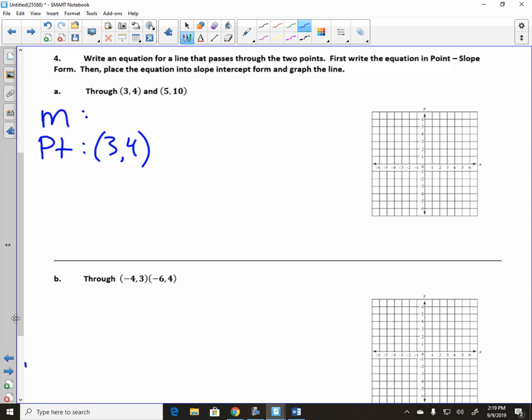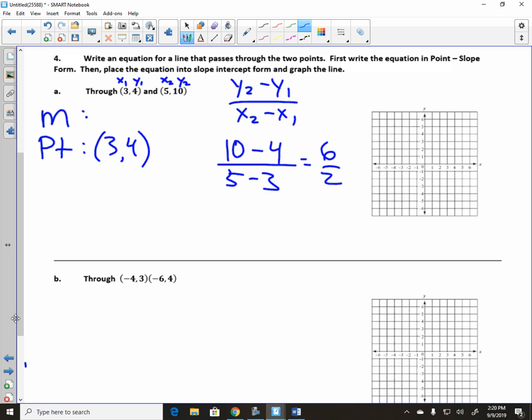So now what we have to do is find the slope. Well, do we have an equation for slope? y2 minus y1 over x2 minus x1. And your points are just laid out just like this. You've got x and y, x and y, where this is x1, y1, x2, y2. So what's y2? 10 minus 4 over 5 minus 3. 6 over 2 is 3.